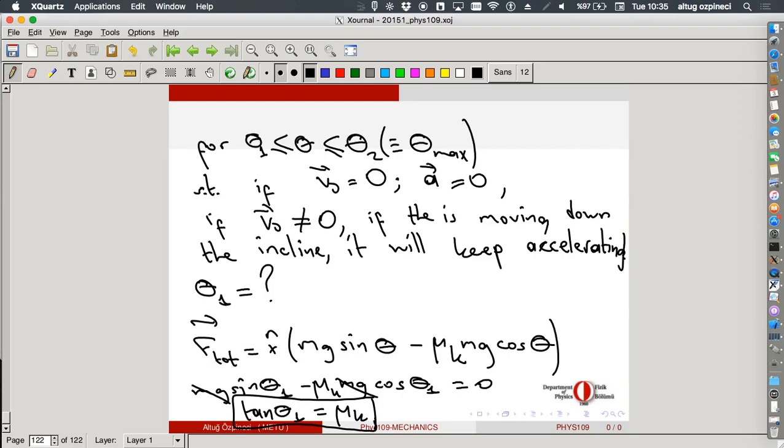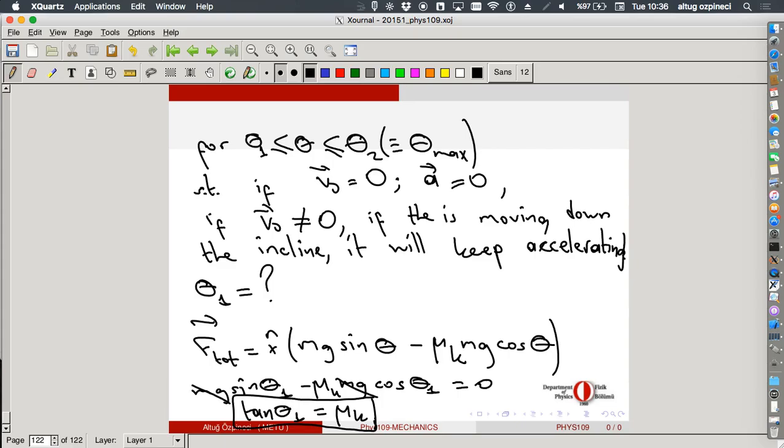Now, of course, you should also pay attention to one more thing. Here we are saying that the initial speed is 0 and it is moving downhill. Only in this case is it possible to have 0 acceleration, because the friction force and the component of the weight will be in opposite directions. But if I put my object and give it a push upward, there is no such angle.